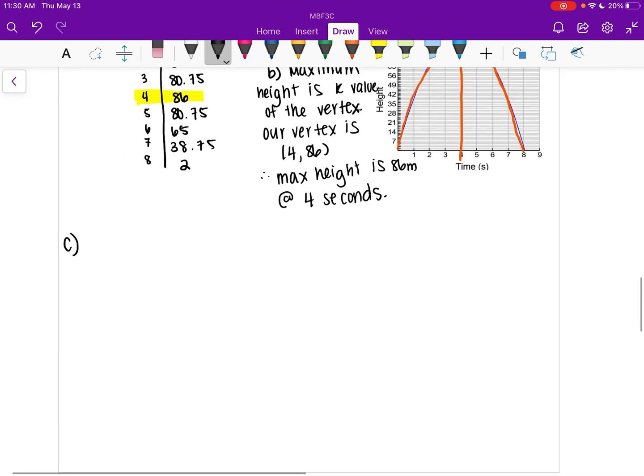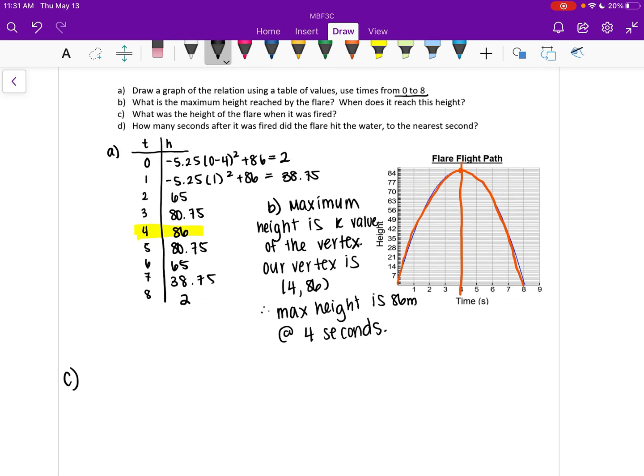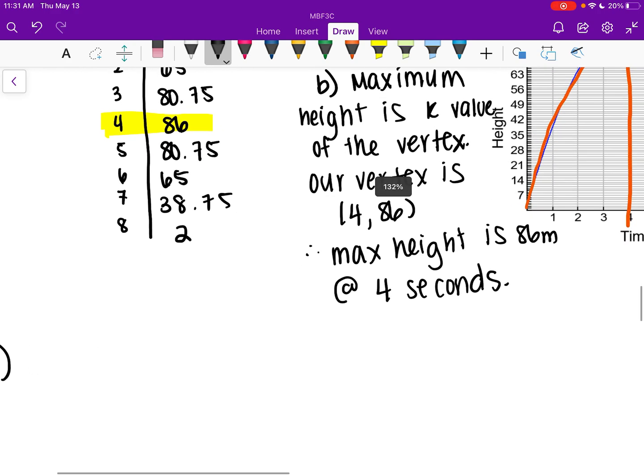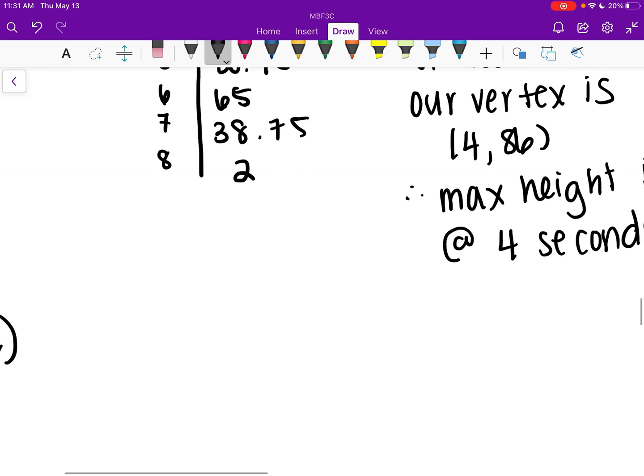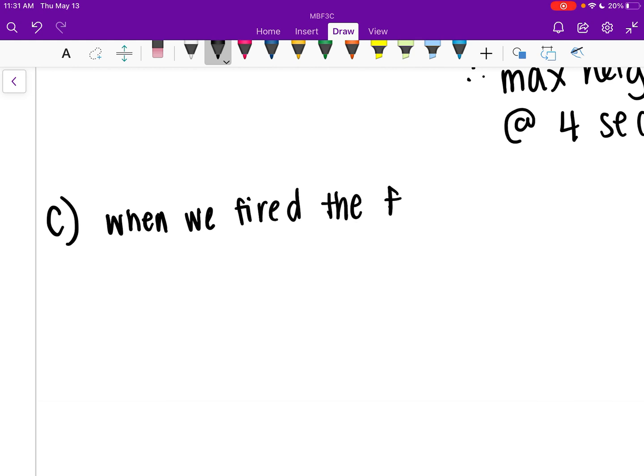Okay, so C is asking us, what was the height of the flare when it was fired? So I'm asking myself, okay, where did the flare start? And I can do this by saying, I know the time when it started. I don't know what the height was, but do I know the time? Yeah, I do. When we fired the flare, the time was 0. So I'm going to say, okay, when we fired the flare, t was equal to 0.